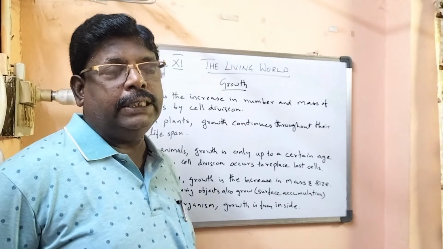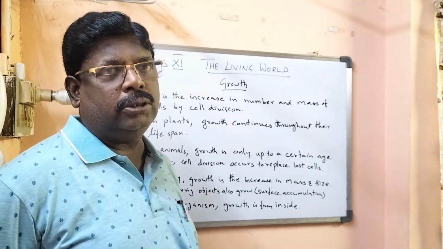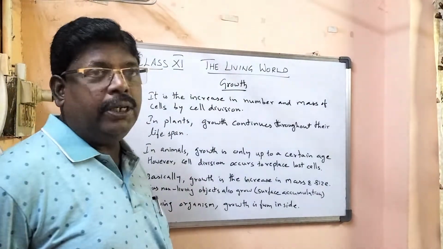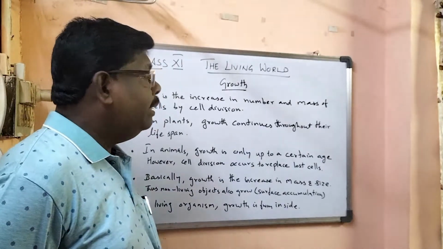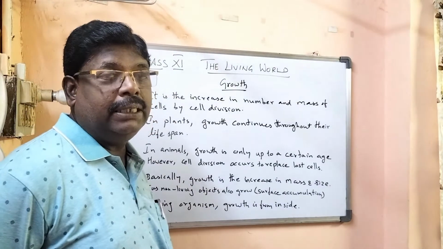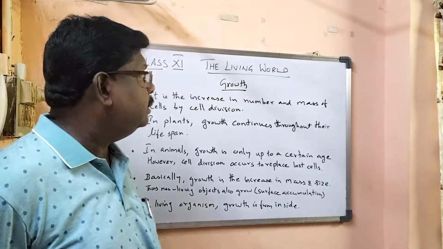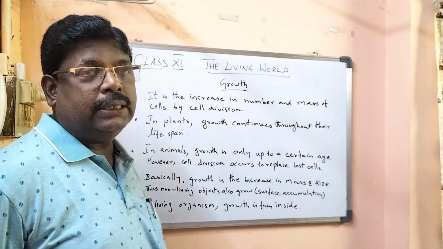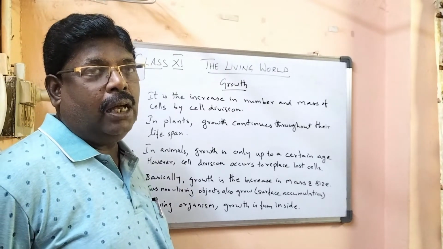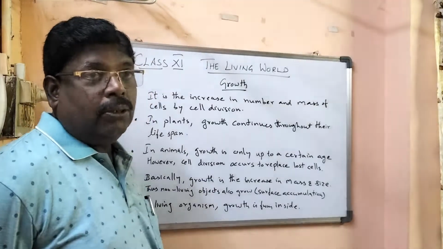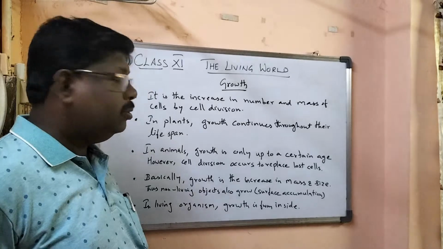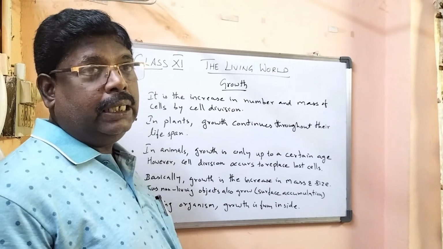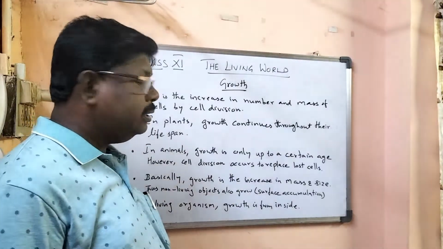Now let us see the first property of living organisms, growth. Growth is one of the important properties of living organisms. How will you define growth? It is increase in number and mass of cells by cell division. So that is called growth. As cells keep on dividing, growth occurs. In plants, growth continues throughout life, throughout their lifespan. In animals, growth is up to a certain age.